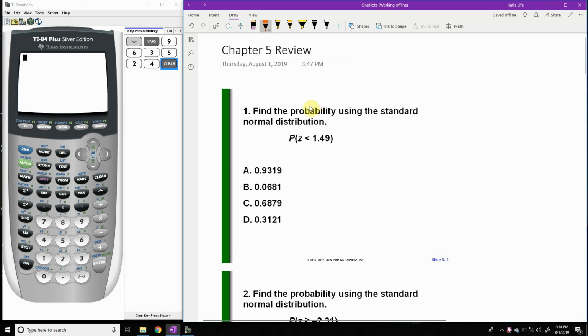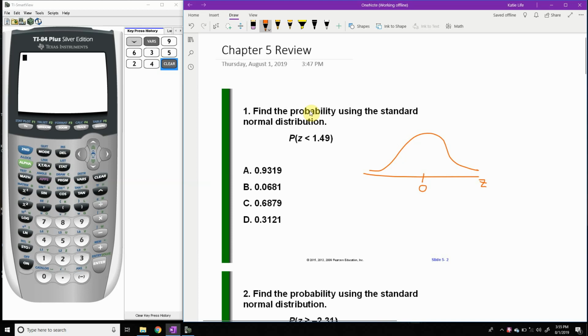Number 1, find the probability using the standard normal distribution. The probability that your z-score is less than 1.49. Okay, well, if we're talking about the standard normal distribution, that means that all the x values have been standardized. They've been turned into z-scores, and we know that the mean right in the middle of our standard normal distribution is a z-score of 0.